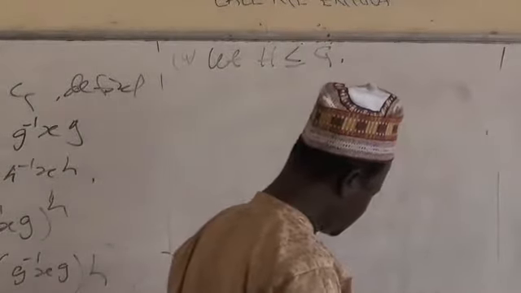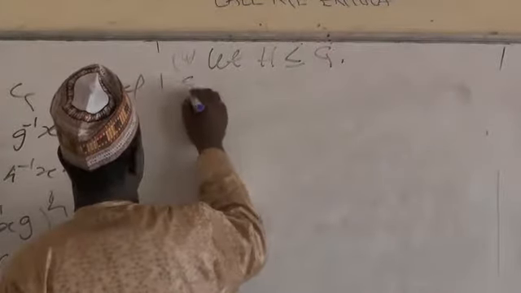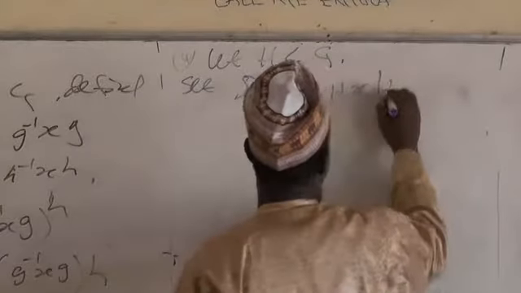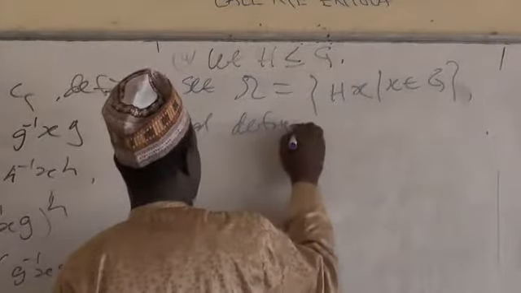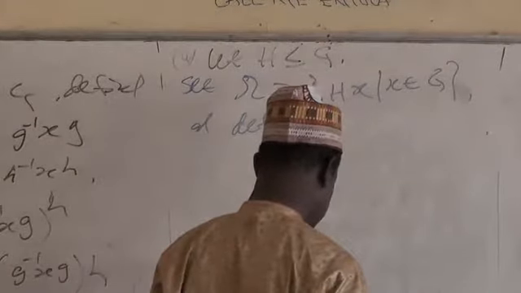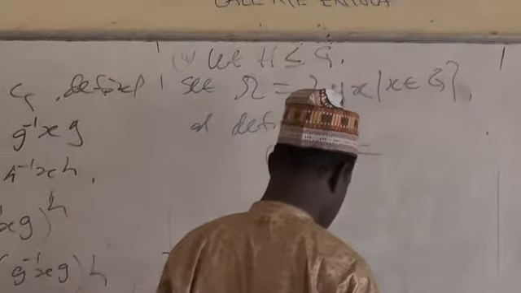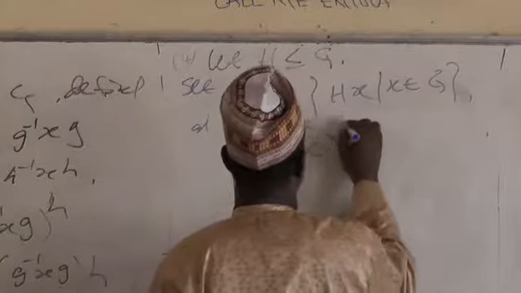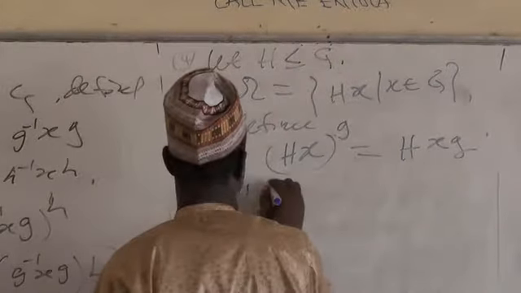Let S be a subgroup of G, and let omega be the set of all right cosets Hx, where x is in G. Define the action of a right coset Hx by G to be equal to Hxg, for all x, g in G.